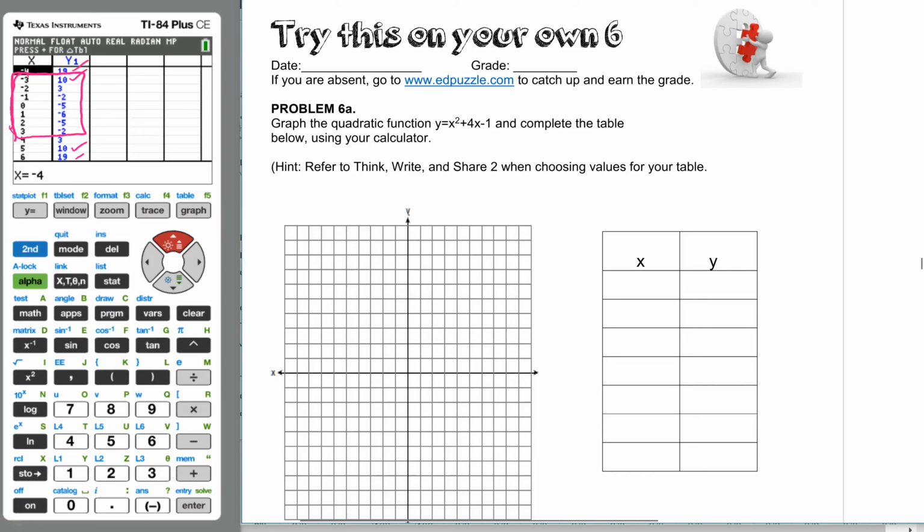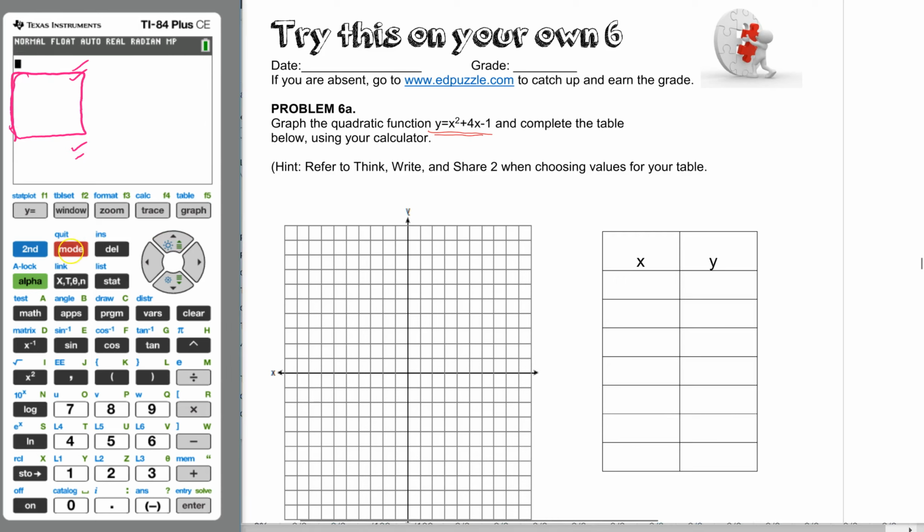Let's work now and try this on your own, 6. So problem 6a: graph the quadratic function y equals x squared plus 4x minus 1 and complete the table below using your calculator. Let's just clear the calculator. Second, quit.